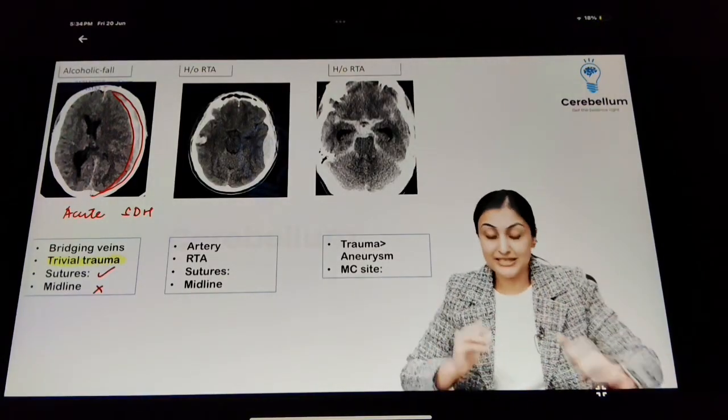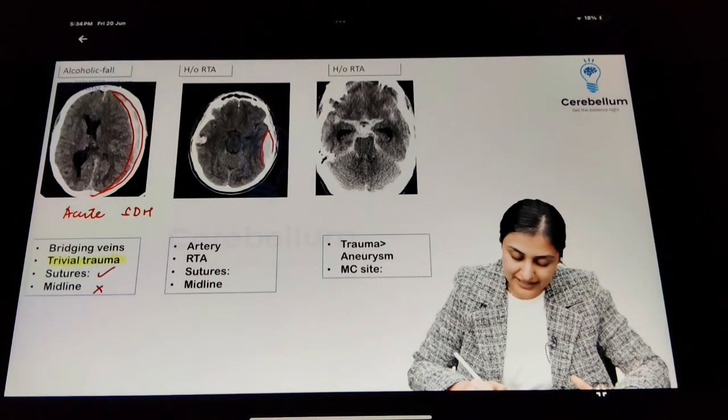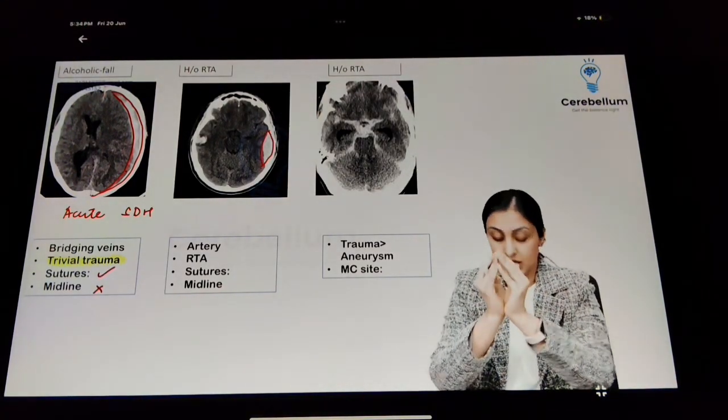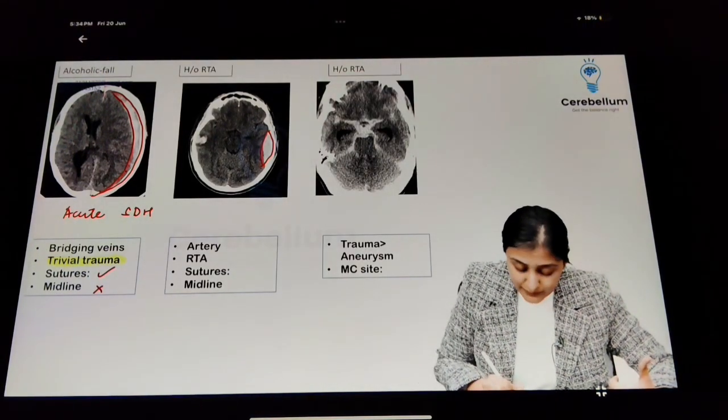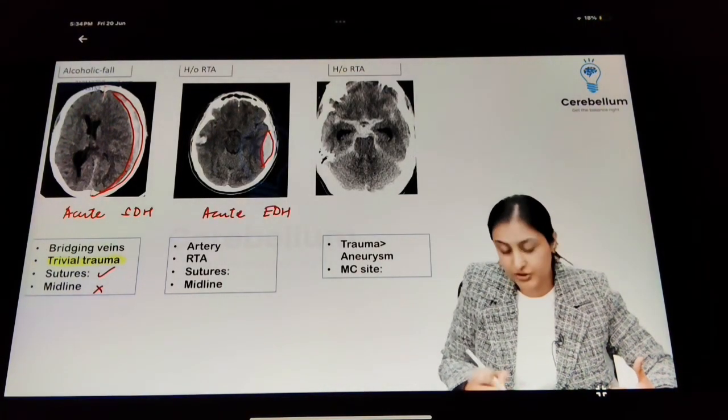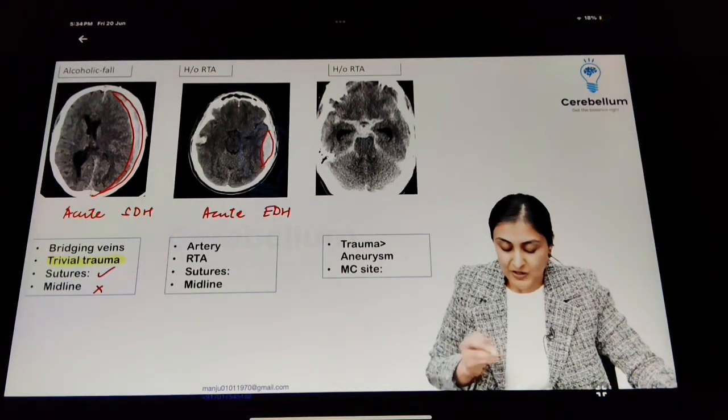On the other hand, here is a patient who has a history of a road traffic accident. What sort of a hematoma do we see? We see a lens-shaped, biconvex, whatever you want to call it, idly. So idly will help you remember EDH. So this idly-shaped hemorrhage is acute EDH, extradural hematoma. This is because of an arterial injury.